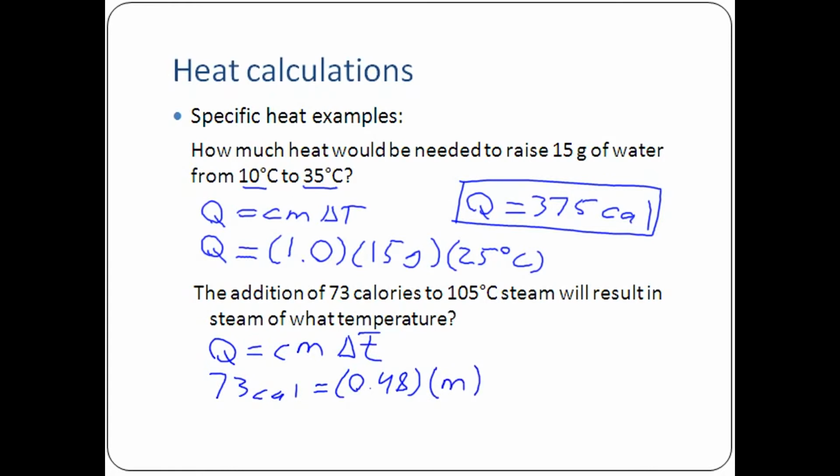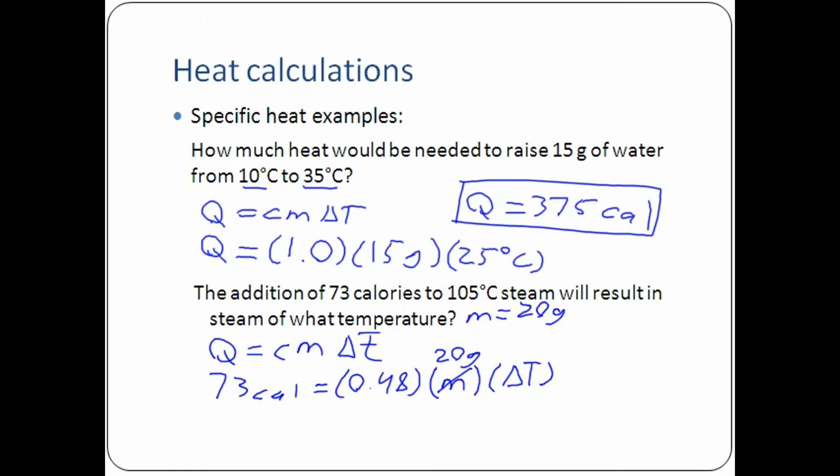And let's say for the purposes of doing this, I forgot to put this in the problem, let's say that we have 20 grams of steam. So instead of putting an M in here, we're going to put 20 grams. And then times the change in temperature, which we do not know. We don't know what the final temperature is, so we don't know what the change in temperature is. So at this point, we have 73 equals 0.48 times 20 times delta T. So we're going to want to solve for delta T, and so we'll take 73 calories.